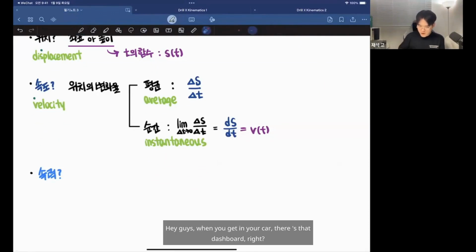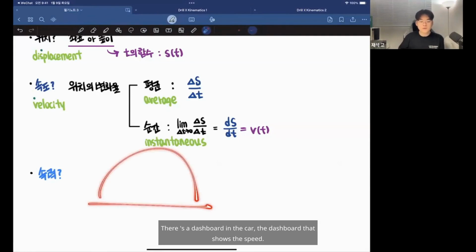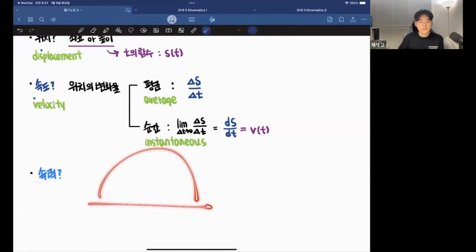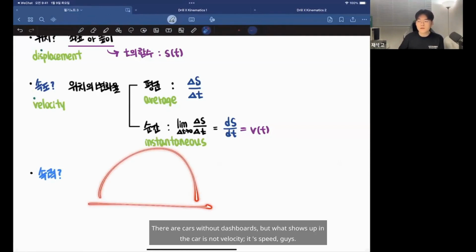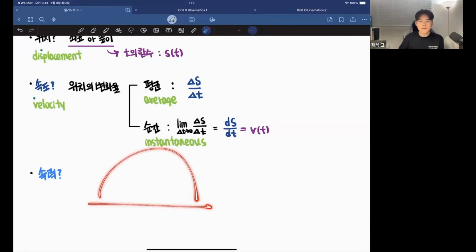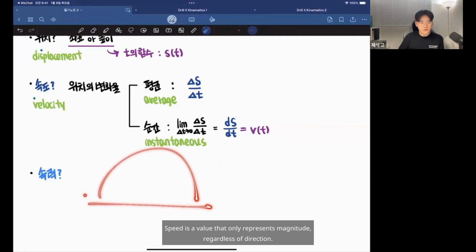Hey guys, when you get in your car, there's that dashboard, the dashboard that shows the speed. That dashboard is the speedometer. There are cars without dashboards, but what shows up in the car is not velocity. It's speed, guys. Speed is a value that only represents magnitude, regardless of direction. It only shows magnitude, right?